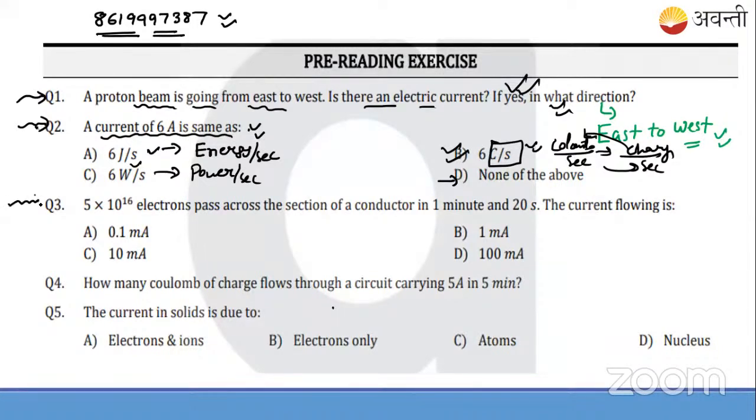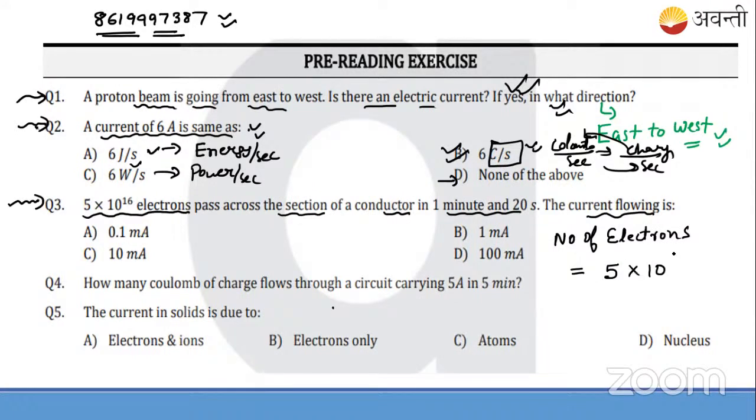Third question. These are the number of electrons passing across a section of a conductor in 1 minute and 20 seconds. The current flowing is? So if you see the number of electrons, how many are there? 5 into 10 to the power 16 are the number of electrons. 5 into 10 to the power 16 are what? The number of electrons, okay?